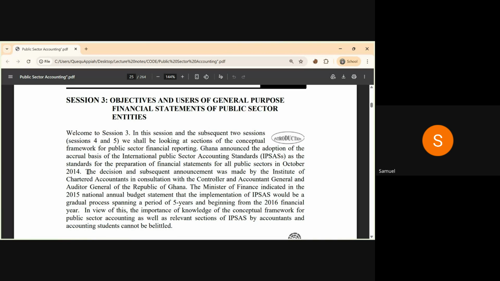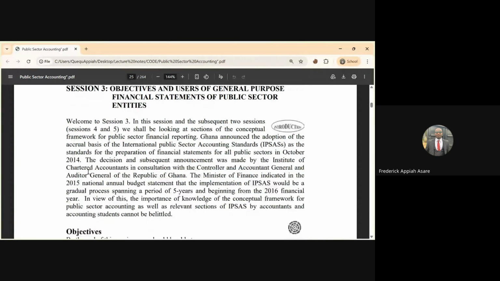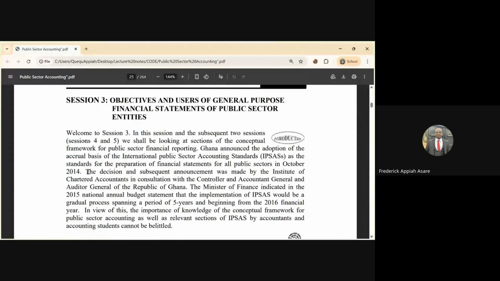So, objectives and uses of general purpose financial statements of the public sector. As I said, the public sector has its own way that it prepares them. They use the IPSAS, and they use the various laws in the companies code or the laws in the public sector, in the Government Act and all those things. So that is what we use in the preparation of the financial report.